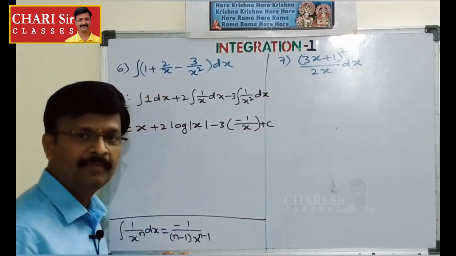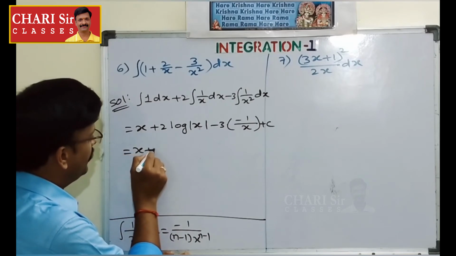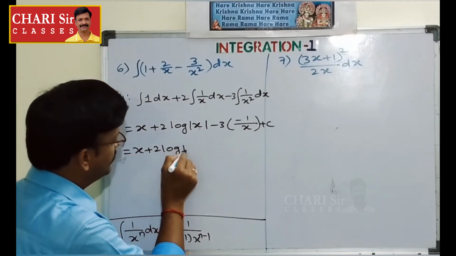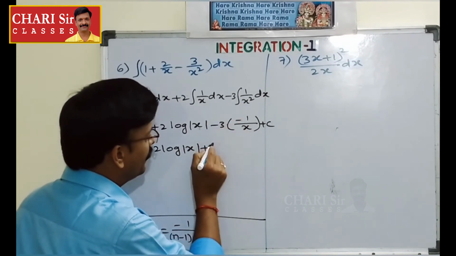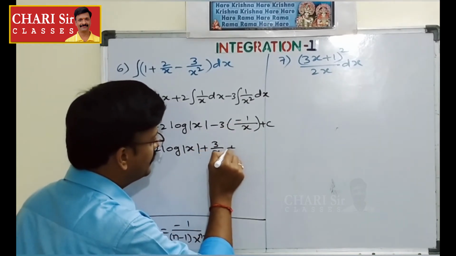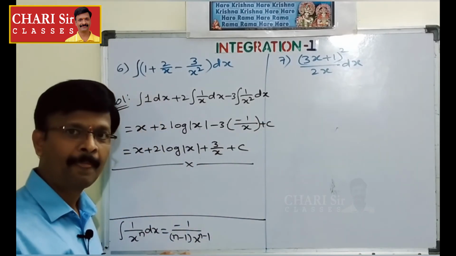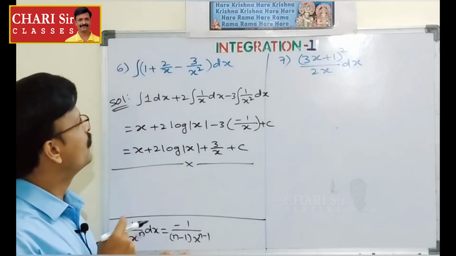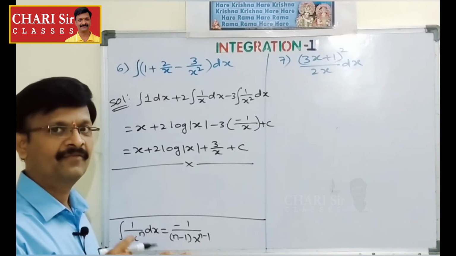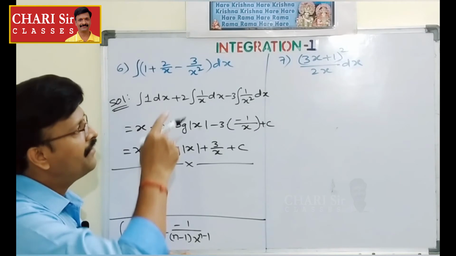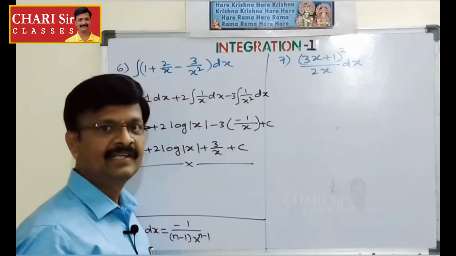So finally plus c. Now you can write it as x plus 2 log mod x and minus of minus, plus 3 into 1, 3 by x and plus c. So that's it. This is your answer. This question is given in the previous years. It is an important algebraic question. And one more algebraic question is given, which is also a previous year question.